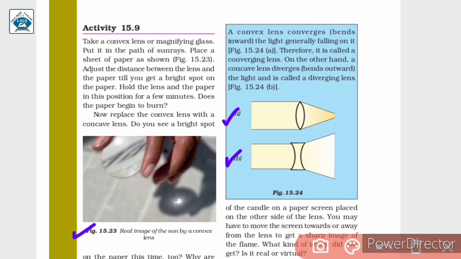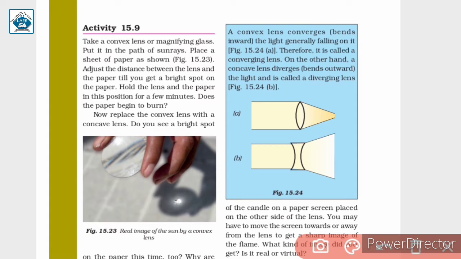We know that a convex lens can form a real image, just like here we can see in the figure. So this is the real image of the sun that is formed by a convex lens. The reason for this is that the convex lens bends inward the rays of light that are falling on it. Here it is clearly illustrated: we can see the rays of light falling on a convex lens and how it is bending the light in such a way that we can obtain the image of that object on a screen.